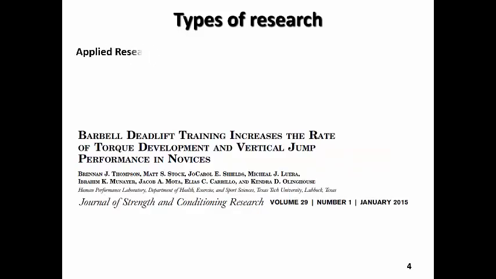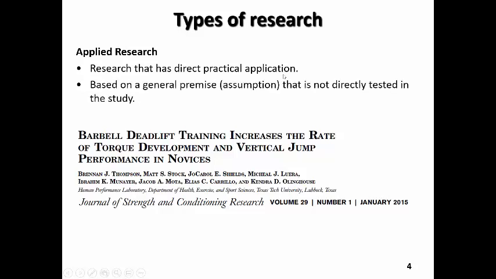That sits in contrast to applied research, and applied research are research studies that are designed to have that direct practical application or direct clinical applications. Now, this type of research is based on a general premise or assumption, and the general premise and assumption is often based upon the outcomes of the basic research studies. But those sorts of assumptions are not directly evaluated, not directly tested in these types of studies.